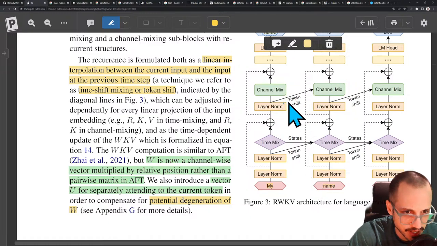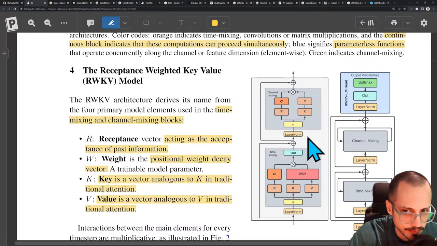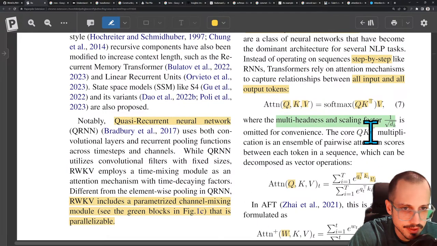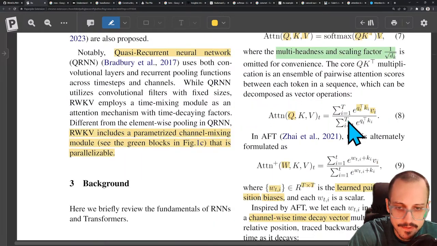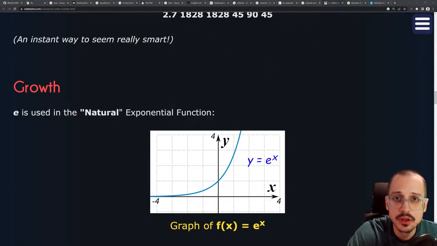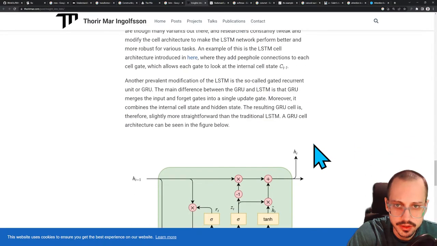But they do the same thing up here as well with this token shift. I still don't know what this mu is. Did they define that up here? They did not. What is the mu in an LSTM? It's probably the same. No.